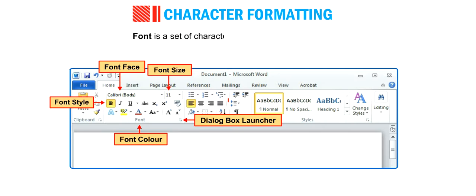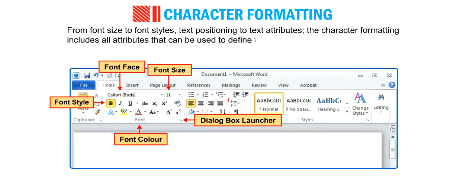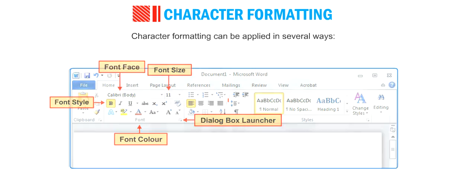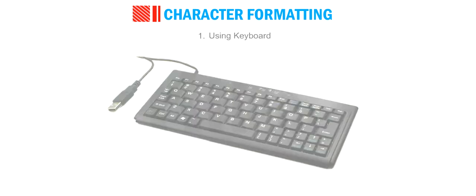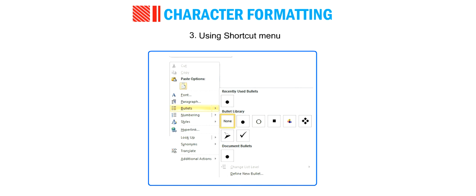Font is a set of characters of specific size and style. From font size to font styles, text positioning to text attributes, the character formatting includes all attributes that can be used to define the arrangement of a character. Character formatting can be applied in several ways. Using keyboard, using Home tab, using shortcut menu.